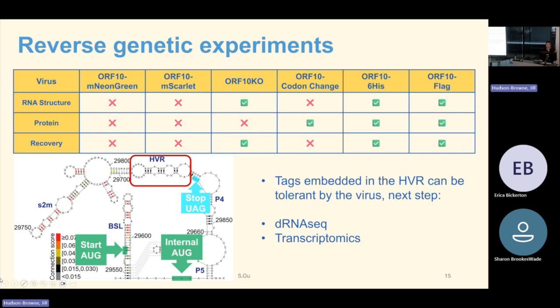However, if we pay attention to the hypervariable region right at the end of the ORF10 sequence, and I try to embed a 6-histidine tag or a FLAG tag at the hypervariable region, this can be tolerated by the virus, and both tagged viruses were rescued successfully. At the moment, I have already harvested a lot of samples infected with both tagged viruses, and I'm waiting for the results from direct RNA sequencing and transcriptomics. Hopefully, we'll get more confirmed results showing the pathway involved in ORF10.